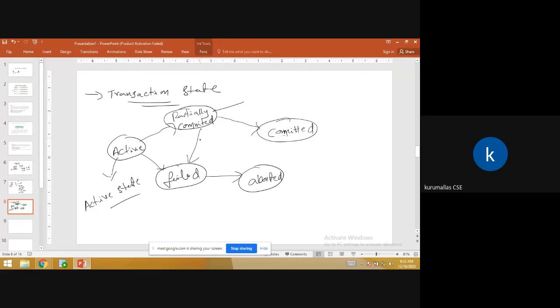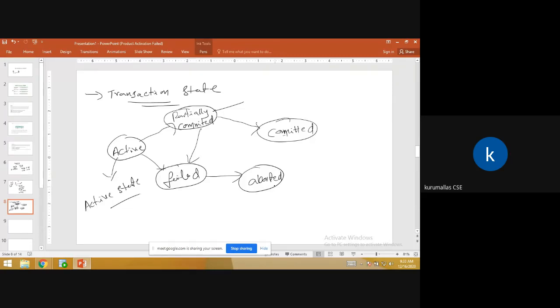Next, if it fails, then it goes to the failed state. This transaction state occurs after the discovery that normal execution can no longer proceed. It will not go to the next state. If it is partially committed, which means some failure has occurred inside the database, then from the partially committed state it will go to the failed state, which means that the execution no longer proceeds. It will not proceed to the next state, right? That is about the failed state.